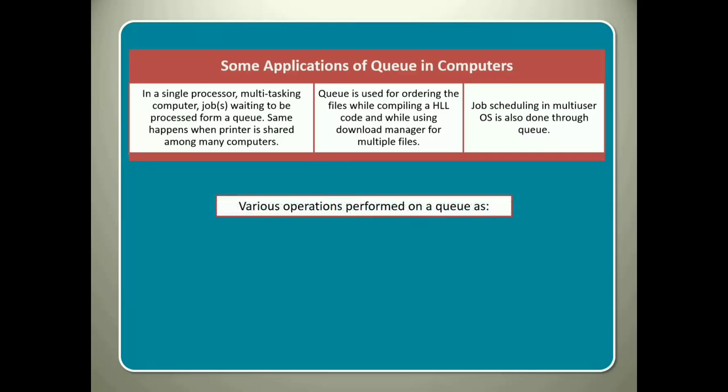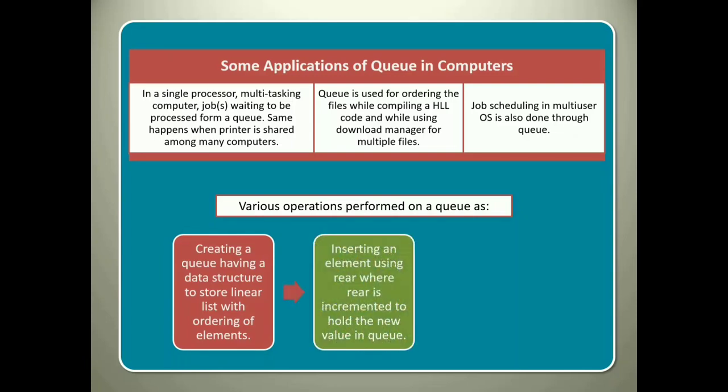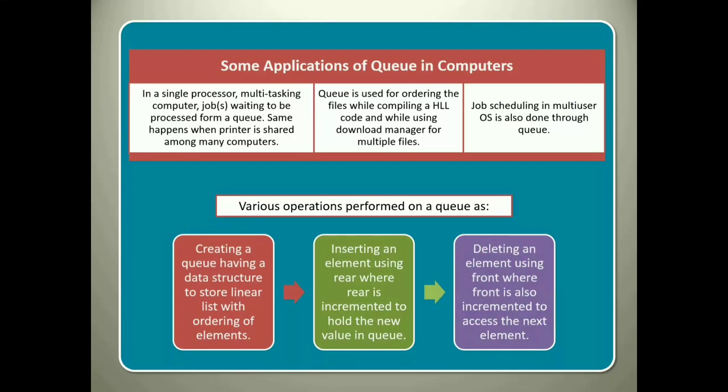You can perform various operations on a queue, such as creating a queue, having a data structure to store linear list with ordering of elements, inserting an element using rear, where rear is incremented to hold the new value in queue, deleting an element using front, where front is also incremented to access the next element.